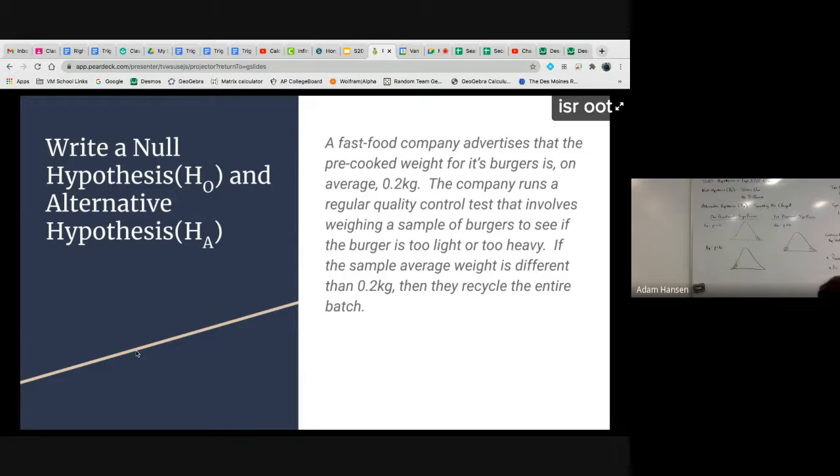What would too light be? So we don't want it to be less. We want to make sure that it's the same as 0.2 kilograms. So we're going to test to see if it's anything different than 0.2 kilograms. We're going to test to see if it's more than 0.2 kilograms. We're going to test to see if it's less than 0.2 kilograms. We're going to test to see if it's different, no longer equal to 0.2 kilograms. That makes sense?